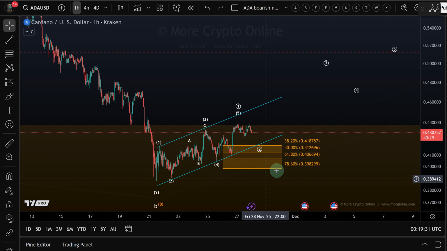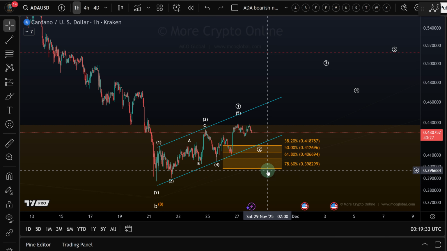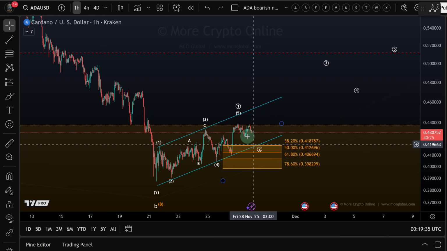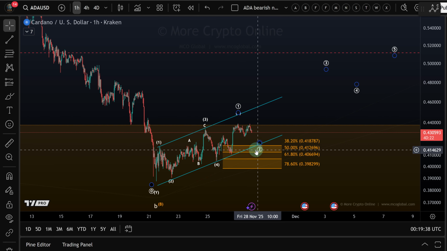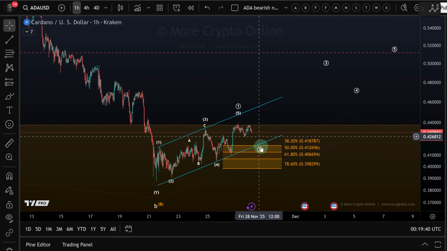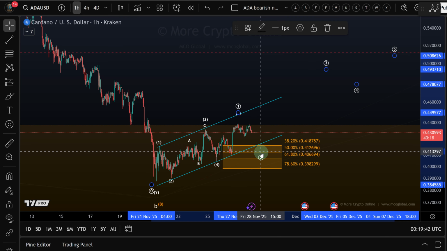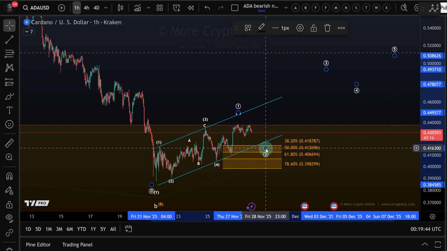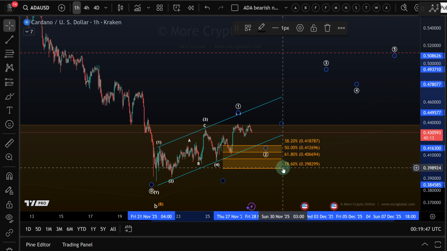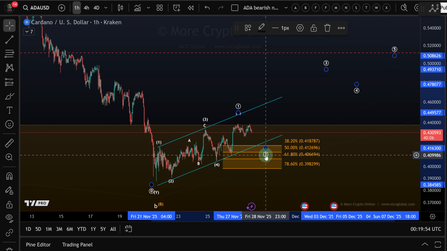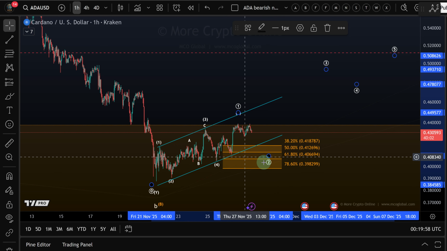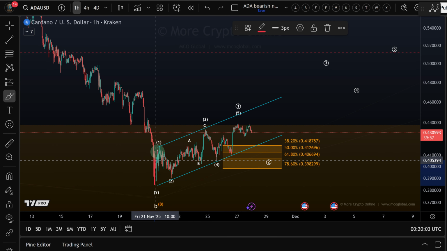Reminder here, the 78.6 retracement is the key level that needs to hold in any wave 2 pullback. So if this is genuinely a wave 2 pullback, which should form a higher low, then the market should ideally not break below the 78.6 retracement at 39.8 cents. That is an important support for any wave 2 pullback. Any break below is an indication that sentiment is still bearish. We're likely heading lower.